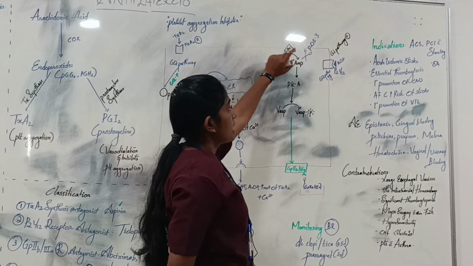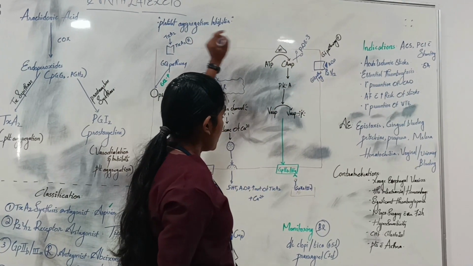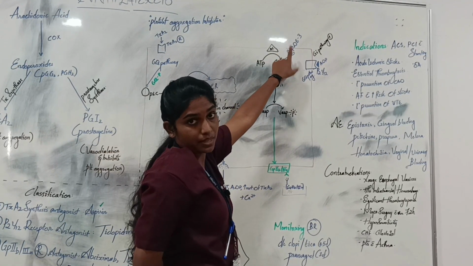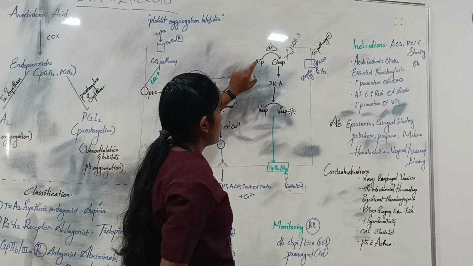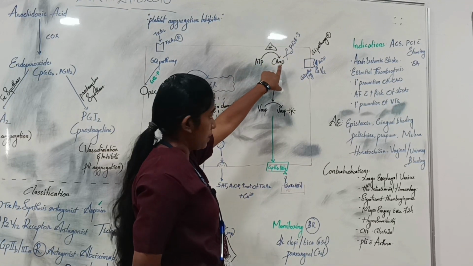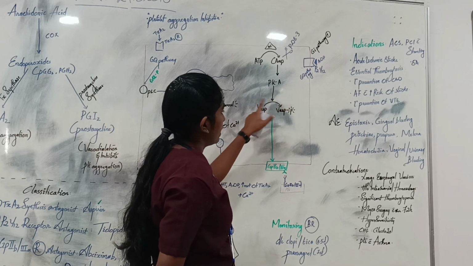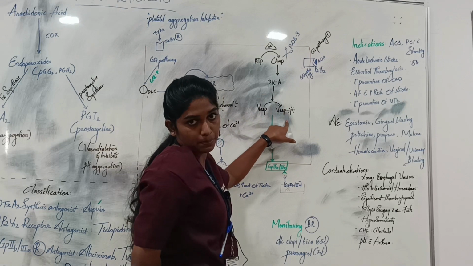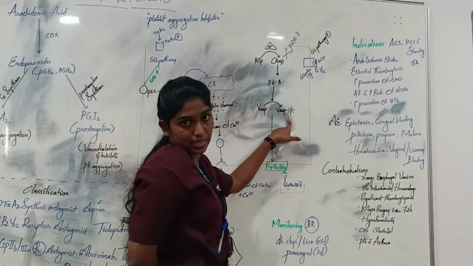Additionally, we have the Gi, G inhibitory pathway, where the G inhibitory protein inhibits adenylyl cyclase. This enzyme is responsible for the conversion of ATP to cyclic AMP. The cyclic AMP activates protein kinase and helps in the phosphorylation of VASP into VASP-P. So VASP is the active form and VASP-P is inactive.